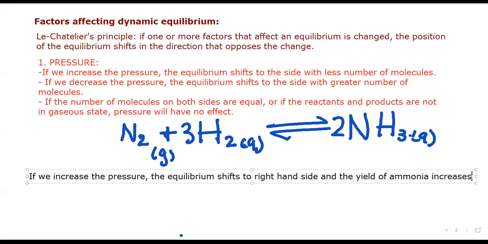Now, why does this actually happen? Think of it this way. Whenever we change any of these factors, we're studying two factors, pressure and temperature. Whenever we change these factors, what happens? It disrupts the equilibrium that has been established. The reaction tries to restore the equilibrium. The reaction tries to bring back the equilibrium.